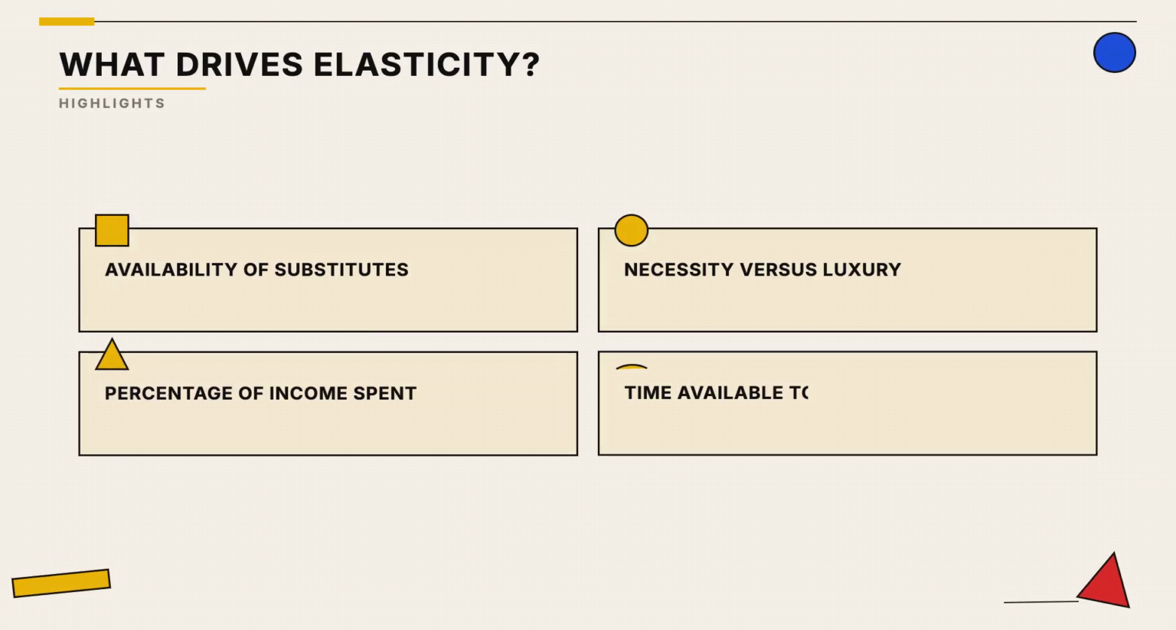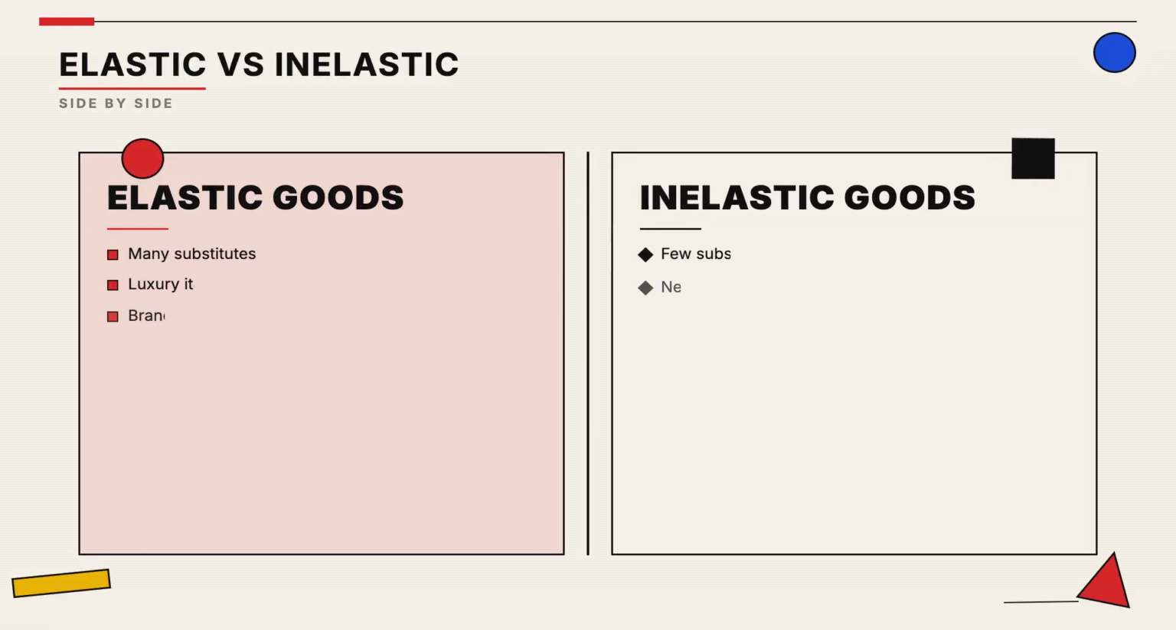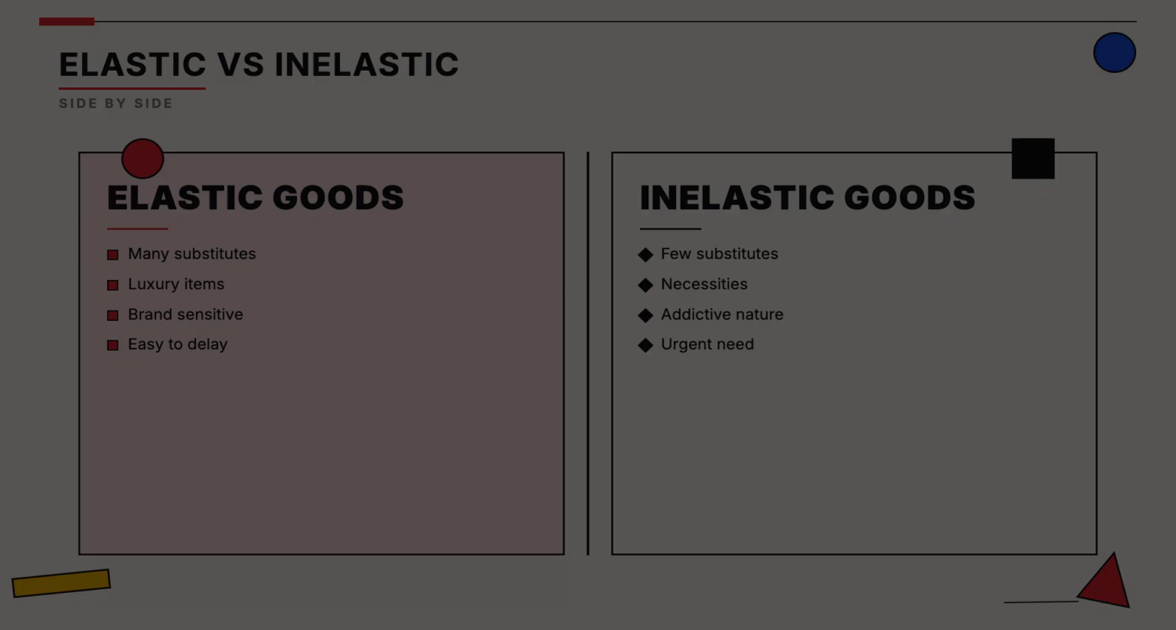Several factors dictate whether a product is elastic. Are there other options available, or is the item a daily necessity? Elastic goods see big swings in demand when prices move. Inelastic goods like medicine see steady demand regardless of price.